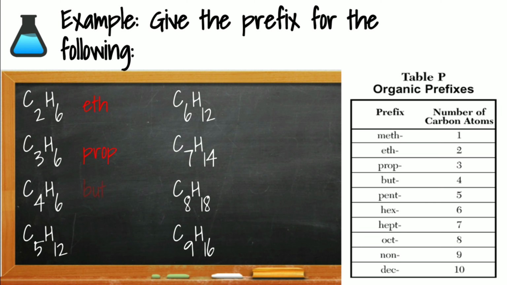C3H6, its prefix will be prop. 4 carbons is but, 5 carbons is pent, and now we're going to use the same prefixes we use in geometry. So 6 carbons is hex, 7 hept, 8 oct, and 9 non.